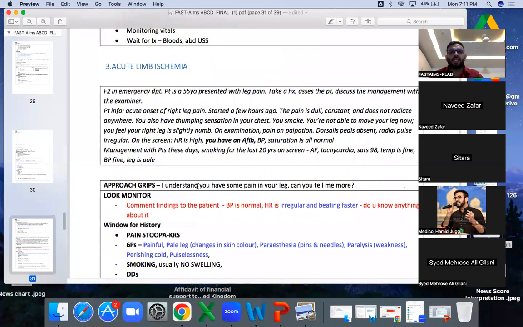In this, the patient is with leg pain. Don't confuse it with claudication. There is another scenario we're not going to talk about; you are just going to read that. This is the last scenario we're going to do, the acute limb ischemia.